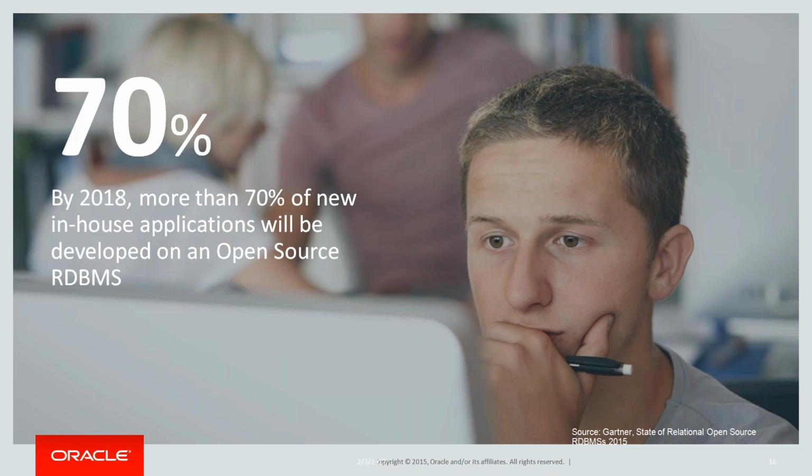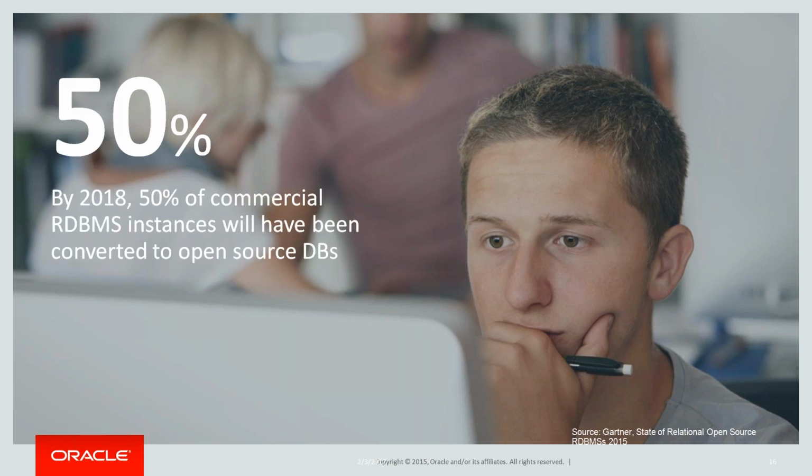Obviously 2018 is quickly approaching. So another interesting stat here from Gartner. By 2018, they estimate 50% of commercial relational database instances will have been converted to open source databases. So again, what these figures really show is that, maybe you're already seeing this with your customers, these changes are happening, and they're going to happen soon. And as we'll discuss later, this is not something you should shy away from, as there is money to be made in this open source market, and specifically when it comes to the database area.